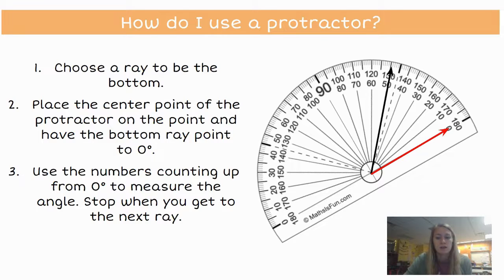So we look just at the numbers along the inside. So we count from 0, 10, 20, 30, 40, and 50. So then our angle measure would be 50 degrees.